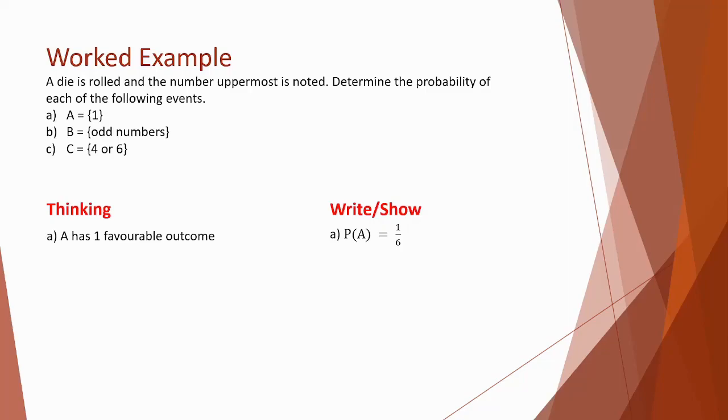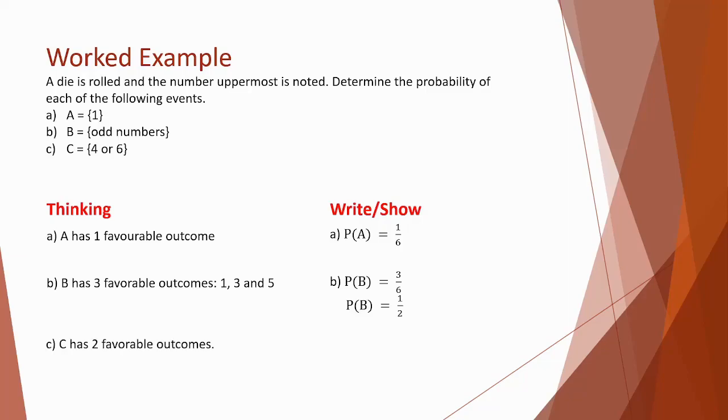For B, we're going to be looking at 3 favorable outcomes because the odd numbers are 1, 3, and 5. So we do our working here. So we write the probability of B is 3 over 6. Now 3 over 6 can be simplified and that becomes the probability of B equals a half. And we show those workings that way our teacher can see what we are thinking when we're solving this equation.